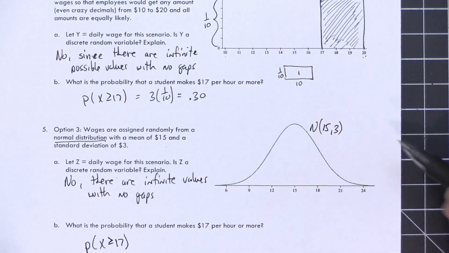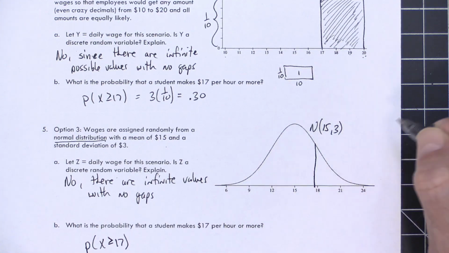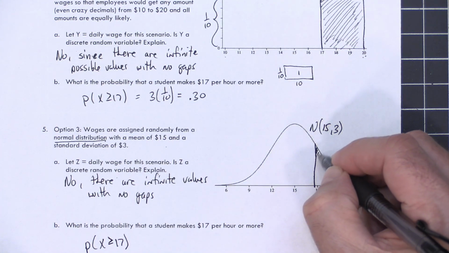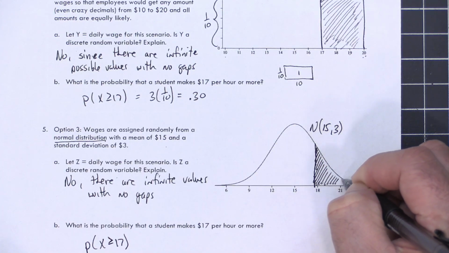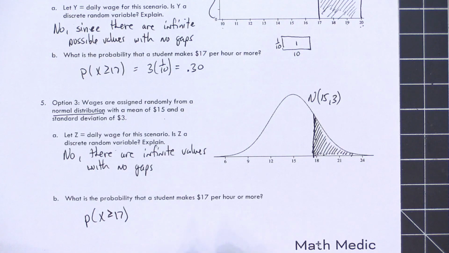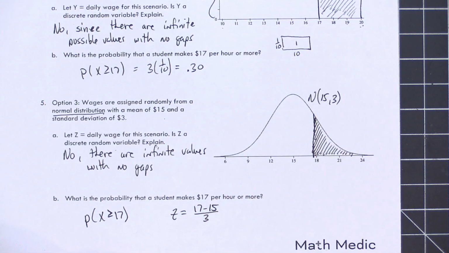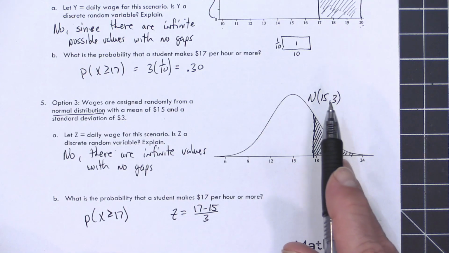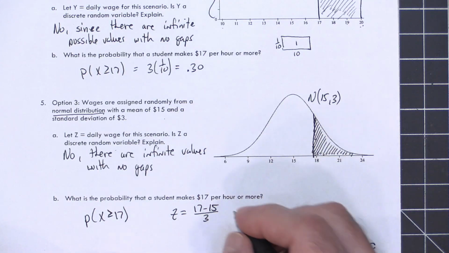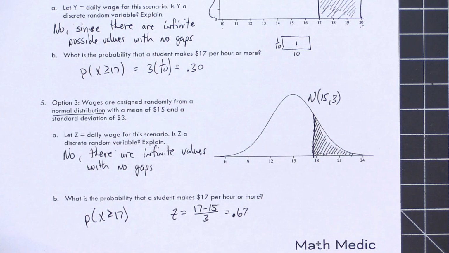Well, now since I have a normal curve, I just go to where 17 is. So I don't know, maybe somewhere right here. And remember, it's greater than or more. So I'm going to shade to the right like that. Now, I don't know if you remember this or not, but we could find the z-score for this. Remember, the z-score is the observation minus the mean divided by the standard deviation. Right? So there's my observation. The mean is 15 right there. The standard deviation is 3. That means my z-score would be, what do you know, 0.67.